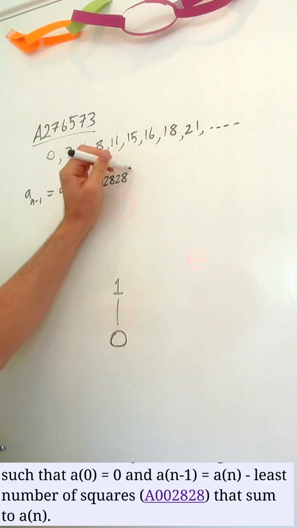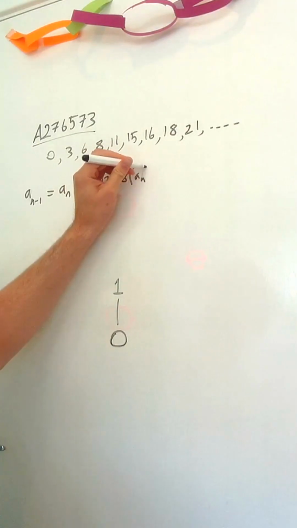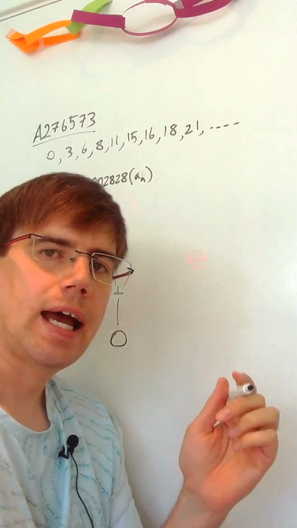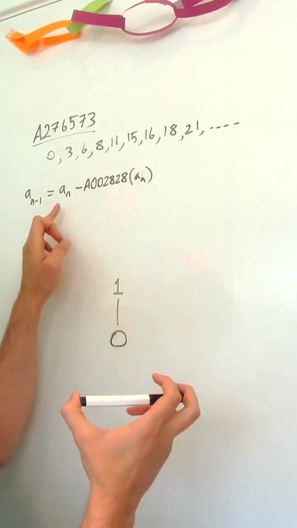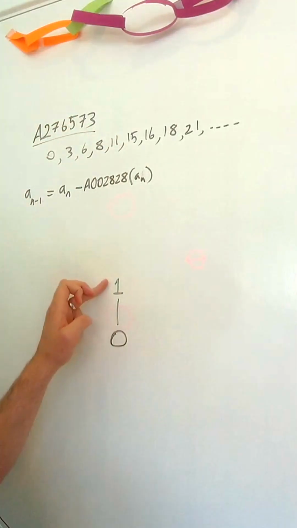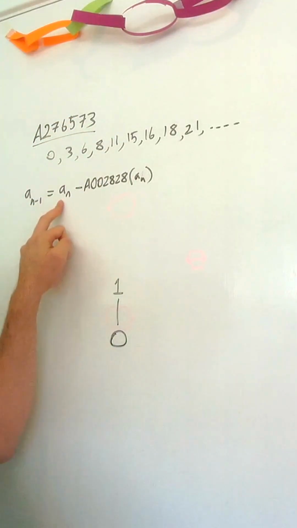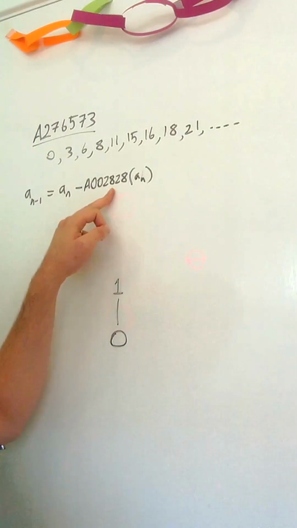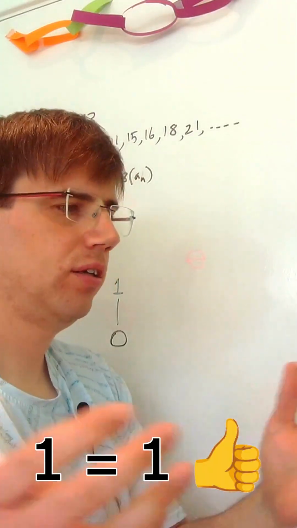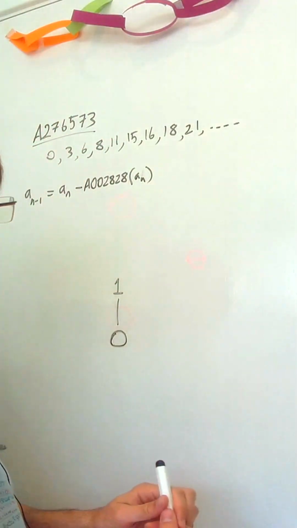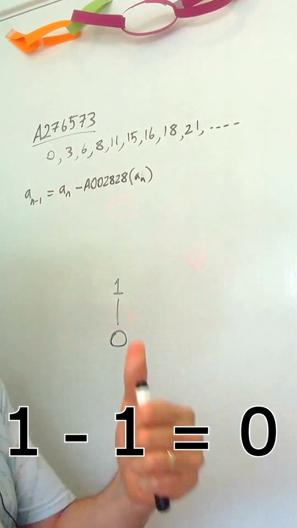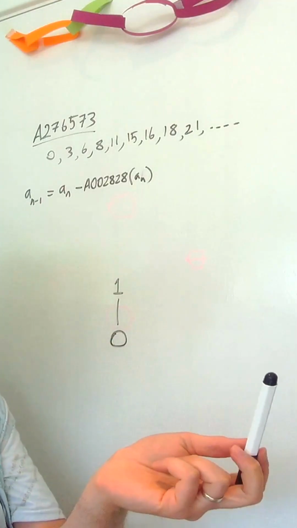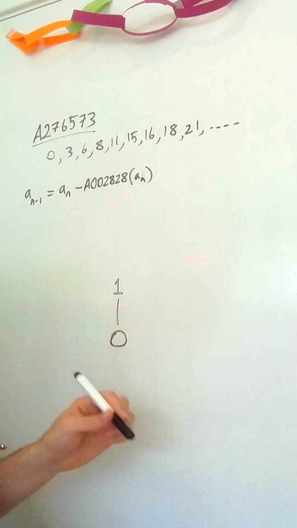A002828, nice number of an. Right, so I know an minus 1, that's my 0, and I need to find an an that satisfies this rule, so a next term. So does 1 satisfy it? So if an is 1, the least number of square numbers that sum up to that is 1. 1's a square number, 1 adds up to 1. Okay, cool. So 1 minus 1 equals 0. Bingo.